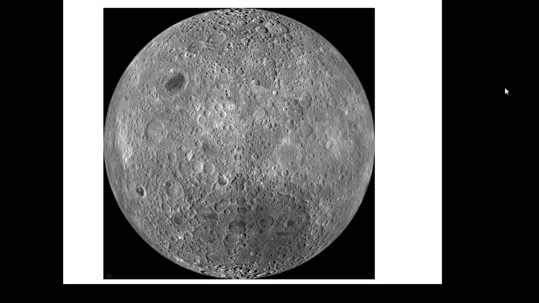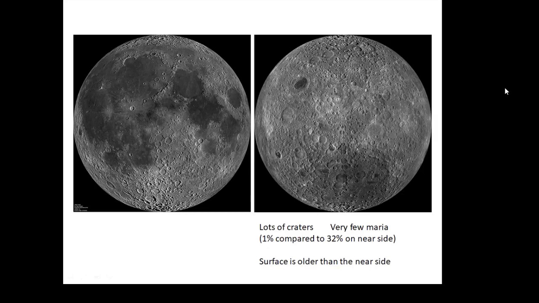And this is the far side of the moon. You should remember what the near side of the moon looks like. How is it different? Can you remember any differences between it and the near side? Here's both of them together. You'll notice that the far side has lots of craters, very few maria. Only 1% of the surface has maria compared with 32% on the near side. And the surface is older than the near side.